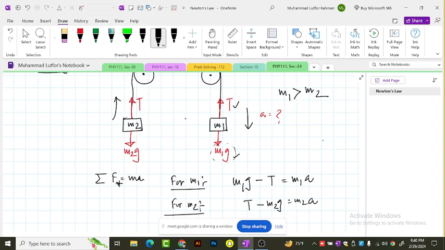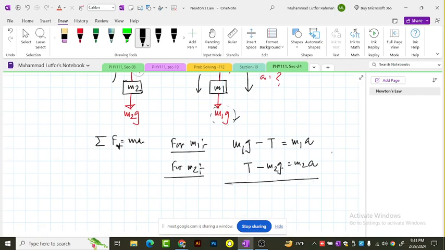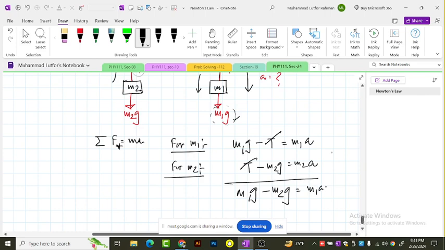For the same reason, if M1 moves downward, M2 will move upward. In that case, T must be greater than M2G. So that's why I write it in this format. Then I'm going to add them together. If I add, this T will be cancelled out. Then I find M1G minus M2G equal to M1A plus M2A.